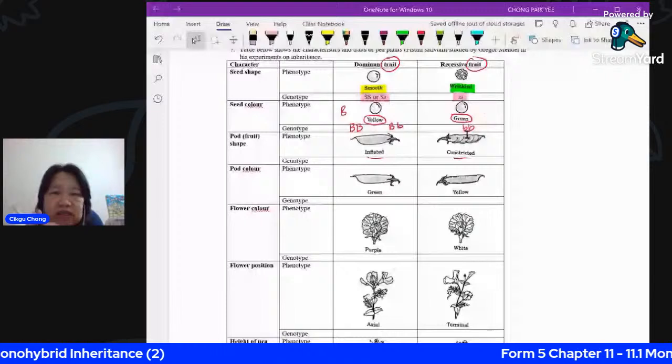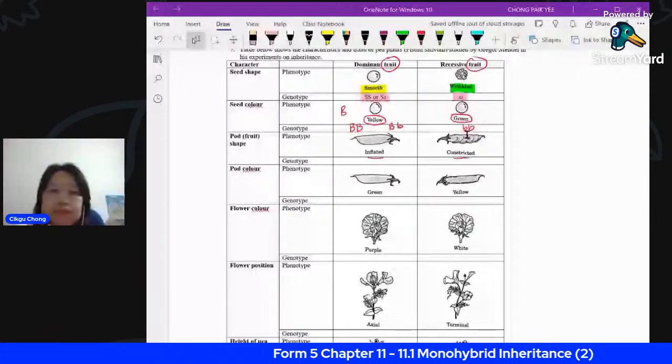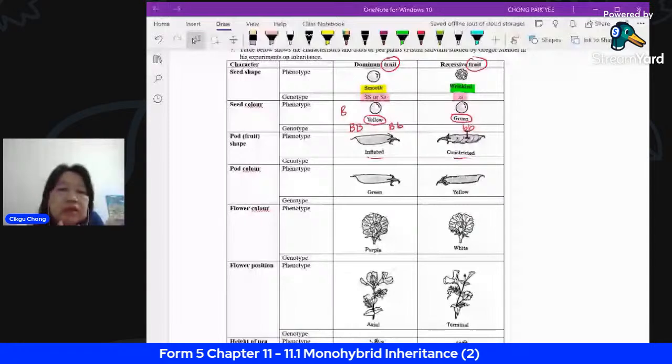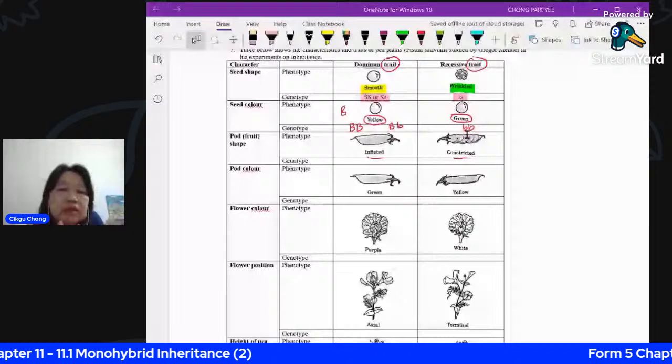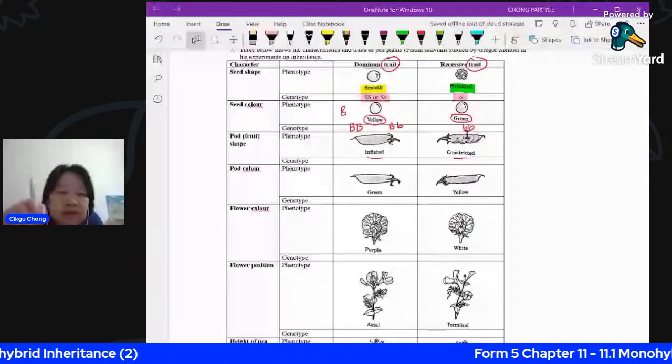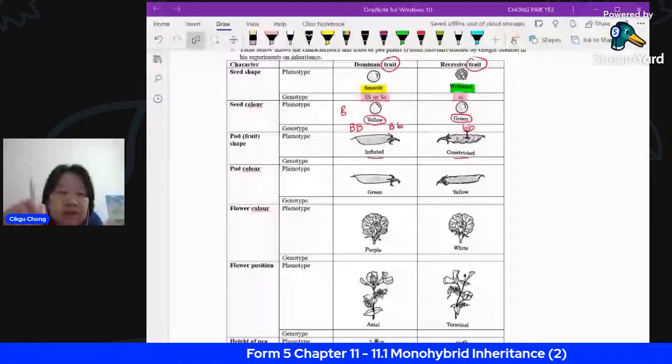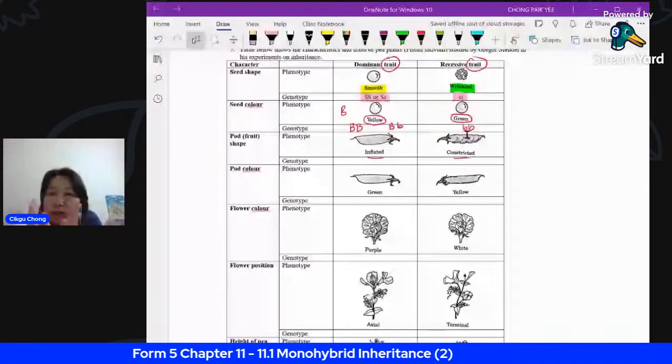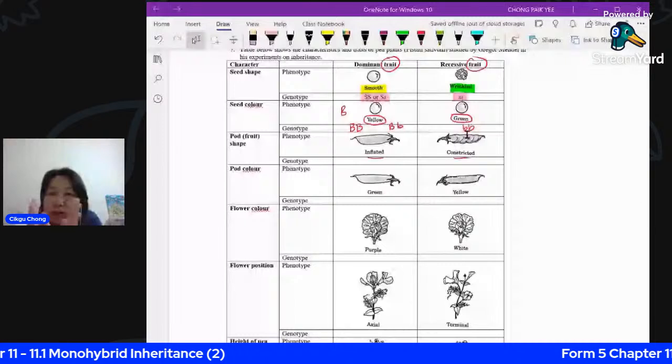Pod color is green or yellow, and purple or white for the flower color. Flower position is axial or terminal. Terminal means the flowers are at the end. Axial is in between the branches. The flower can also grow between the branches there. And the height is either tall or dwarf. Dwarf means short.